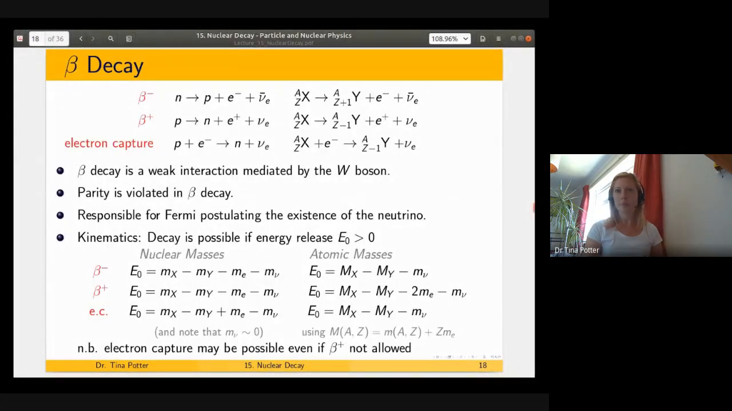So it's the same thing here. If we have natural beta decays, they're only going to happen if the energy released is larger than zero. And we can have a look at the energy released here in terms of the nuclear masses, just taking into account the differences in the number of protons and neutrons and the electron or positron as well. You can add in the neutrino mass, but that is effectively zero. Or you can have a look at the atomic masses.